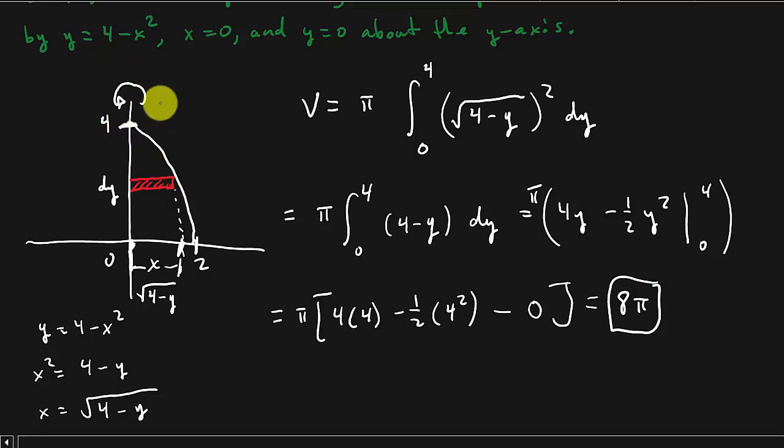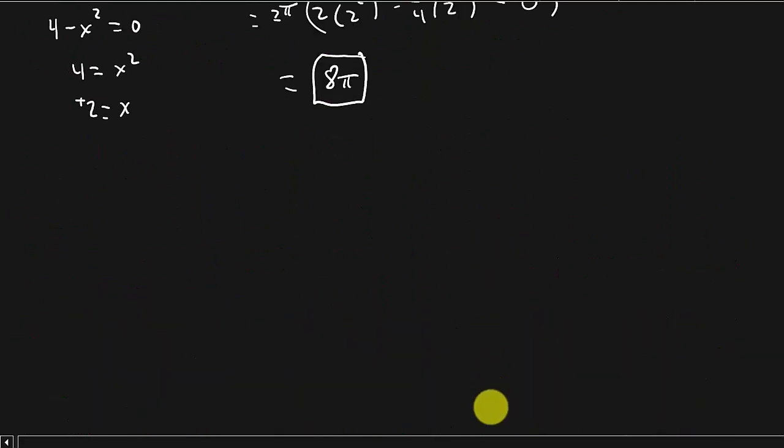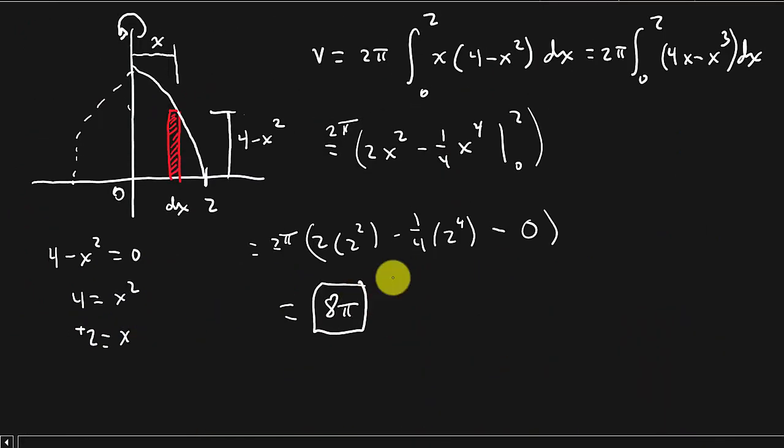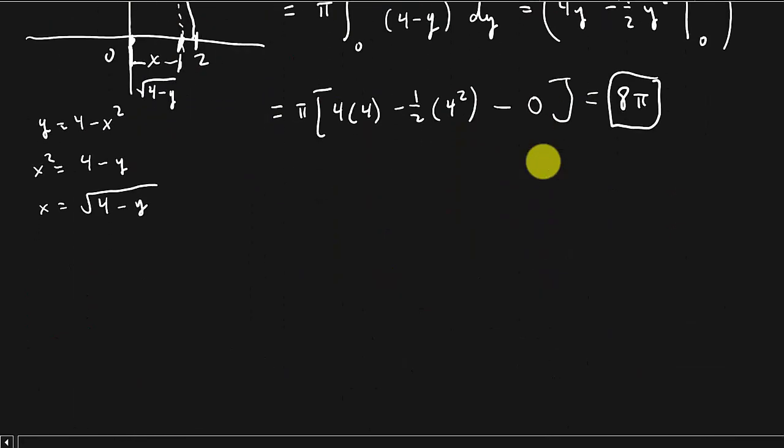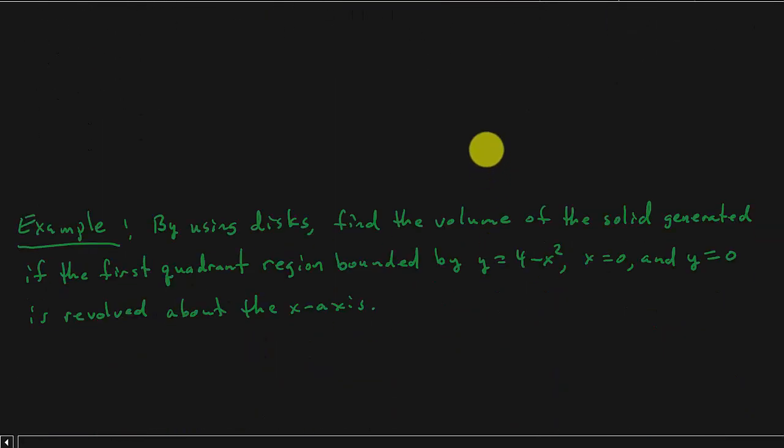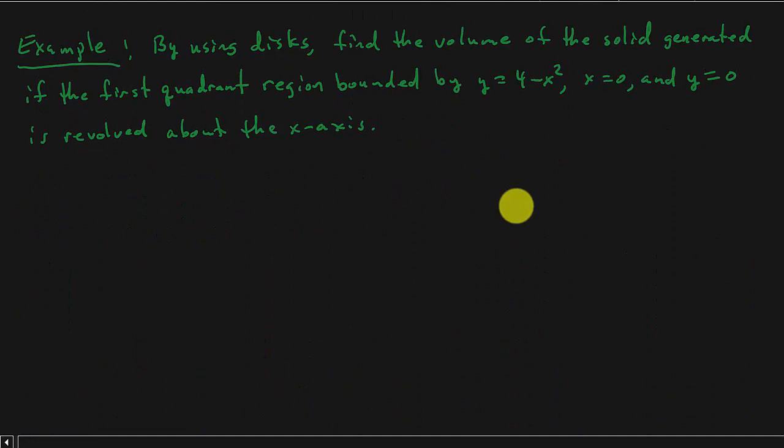See, I took this, I revolved it about the y-axis. I used the disk method here, used the shell method up here. We got the same answer. Okay? All right. So moving right along.